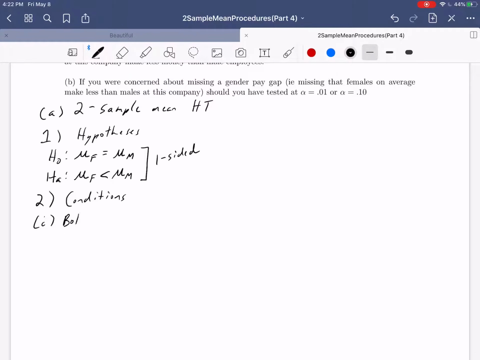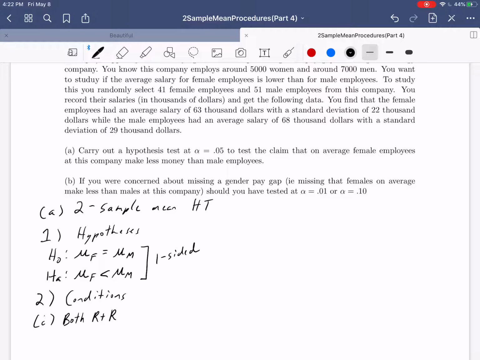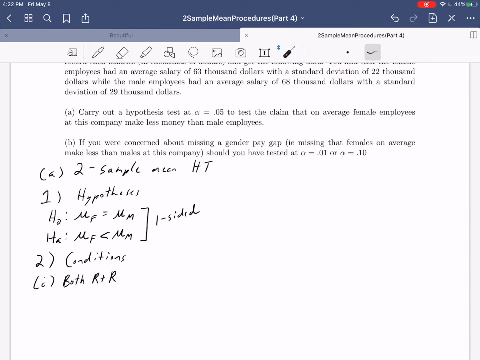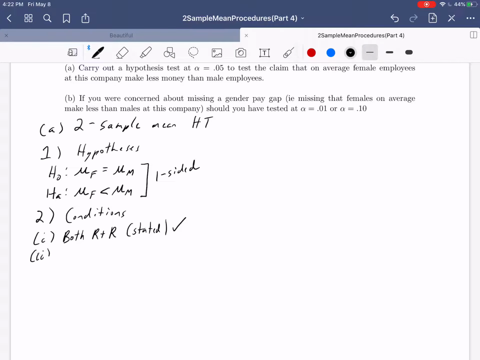First, we need both samples to be random and representative. Well, if we look back through here, it did say that we went ahead and we randomly selected 41 females and 51 males. So that's stated right in there. So we're all good with that. The second is we need to make sure that both sample sizes are less than 5% of the population sizes.